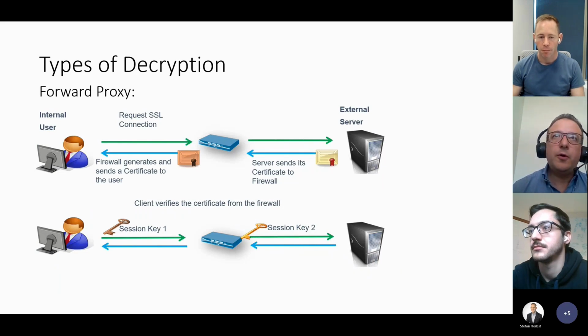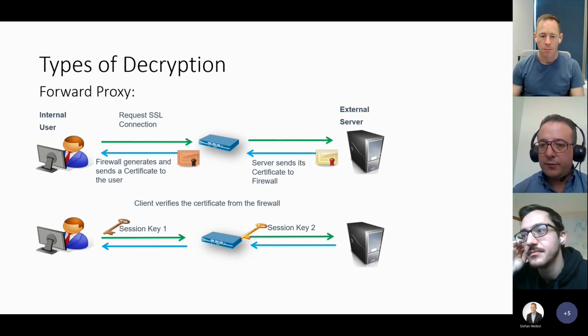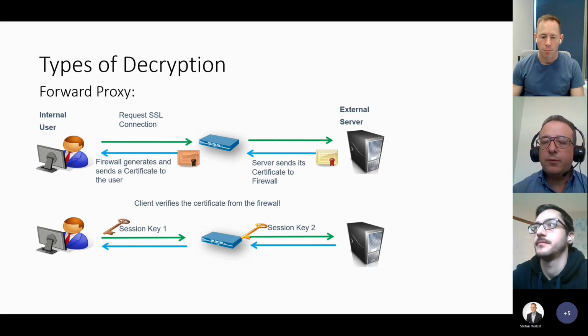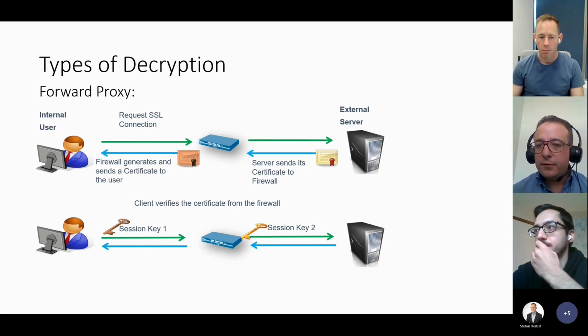So from a high level, forward proxy is internal users connecting to external servers like the internet. The firewall acts as a proxy, sits in between, and intercepts the traffic, and then reinitiates the SSL connection to the server. And the server sends back its cert. The firewall checks the cert and then decrypts the traffic and does all that scanning and application identification, and then re-signs the cert with its own CA cert back to the end client.